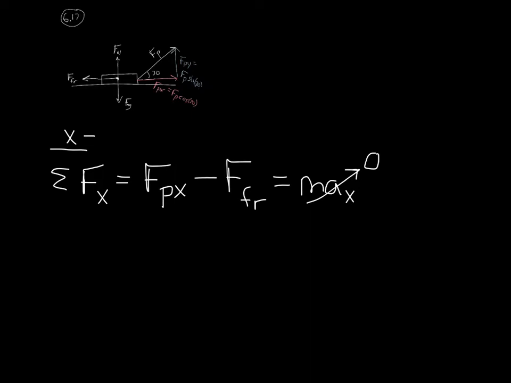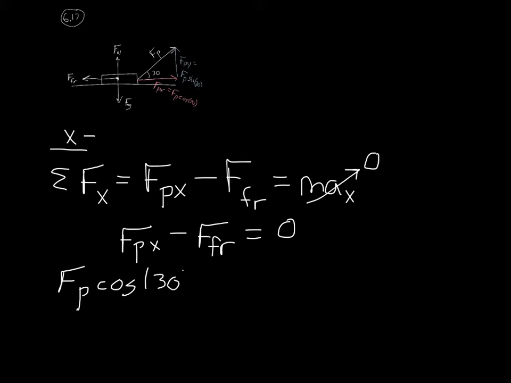Okay. So now we know that Fpx minus the force of friction is equal to 0. So Fpx, and what was Fpx? Fp cosine of what? 30 is going to be equal to force of friction. What's the equation for force of friction? Mu k times the normal force.